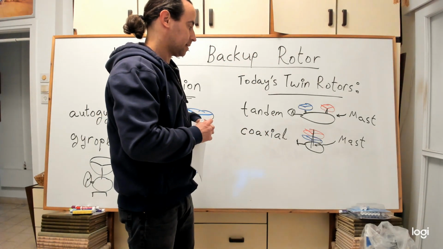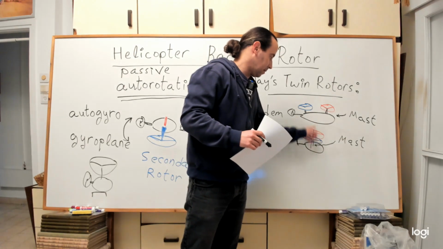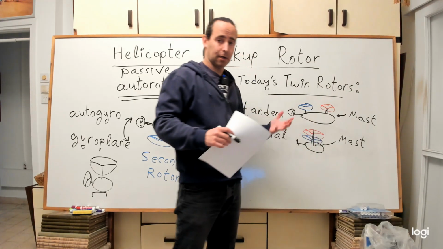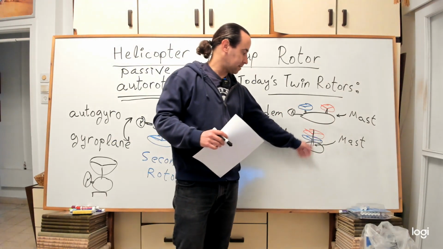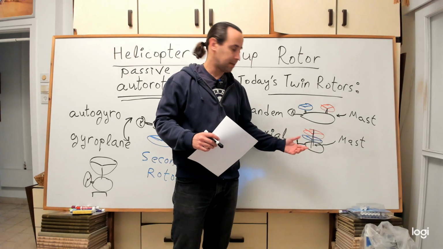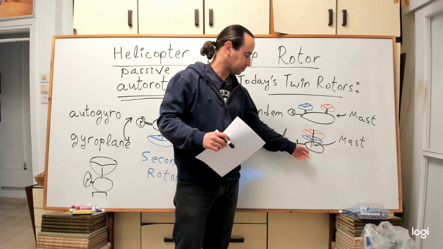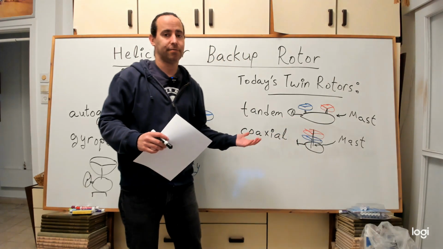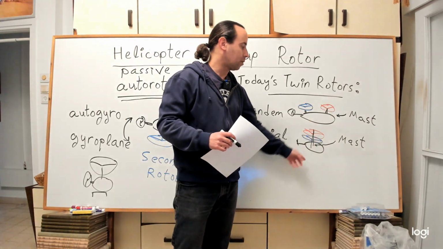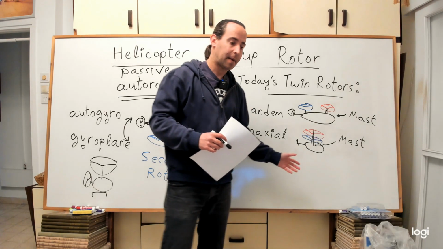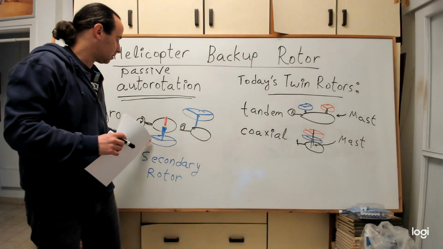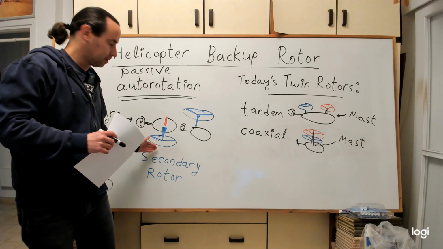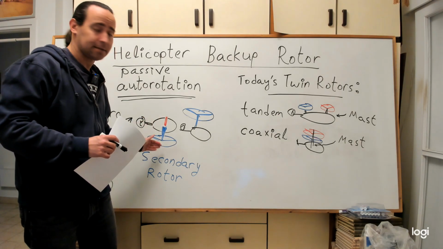Which makes it even more critical if the mast is hit. Also, this design has advantages and disadvantages. Like, the mast is more complicated. Mine is not complicated at all. It's like two masts, two separate masts.